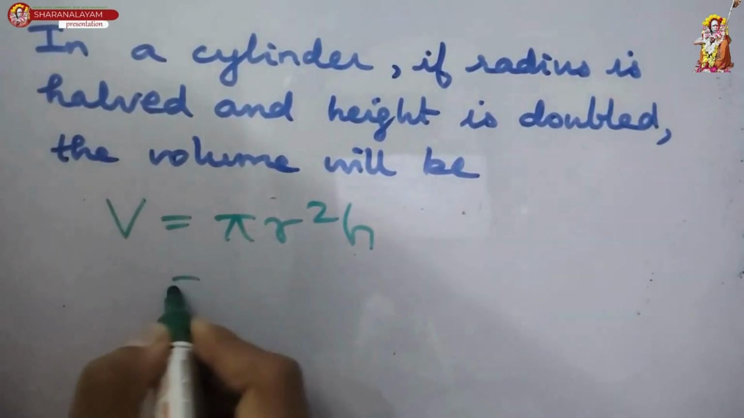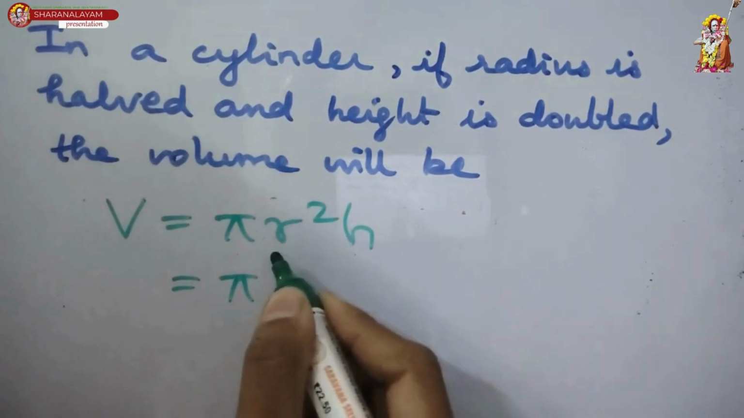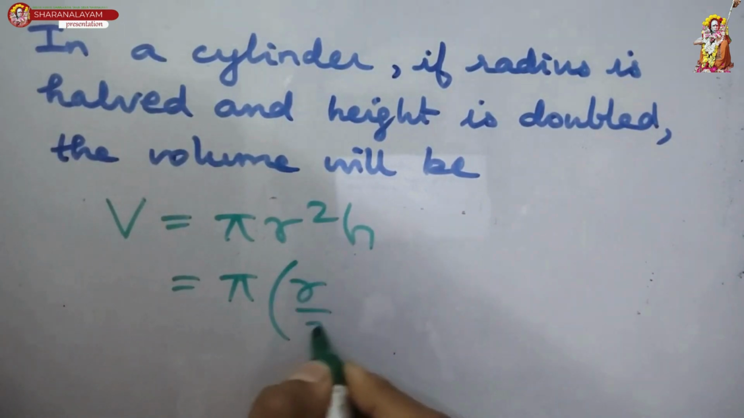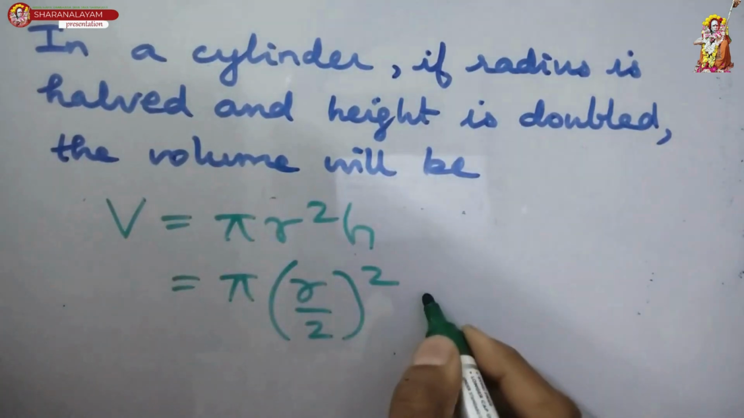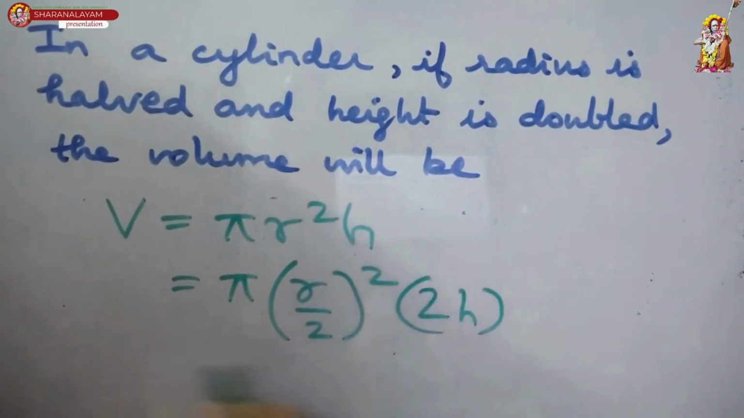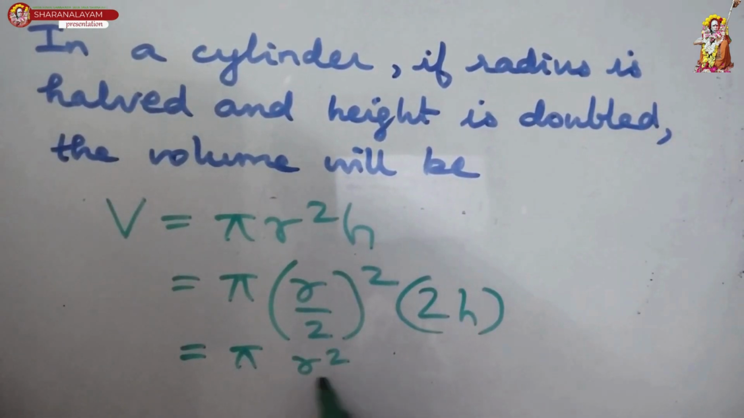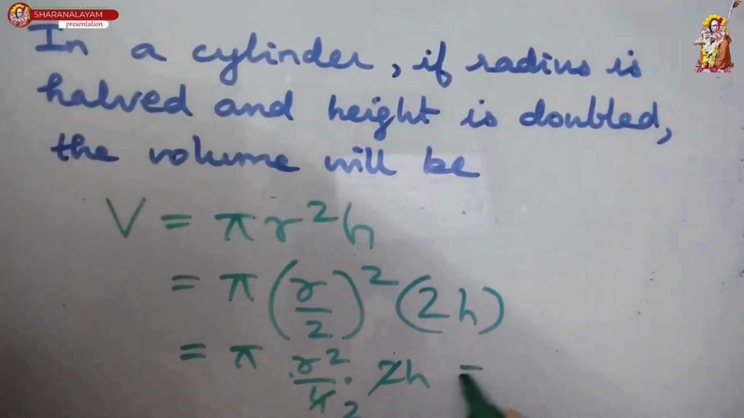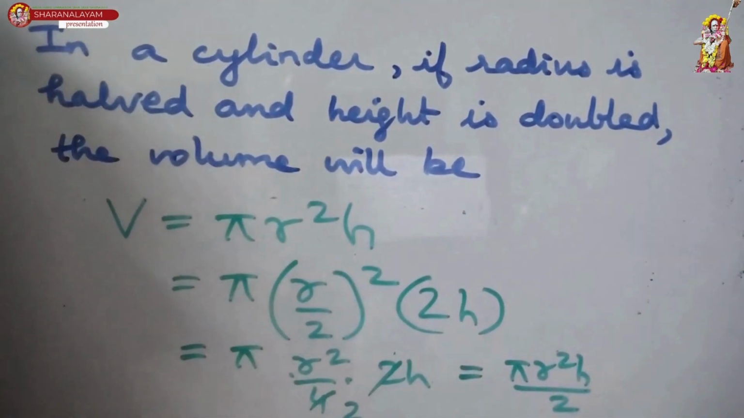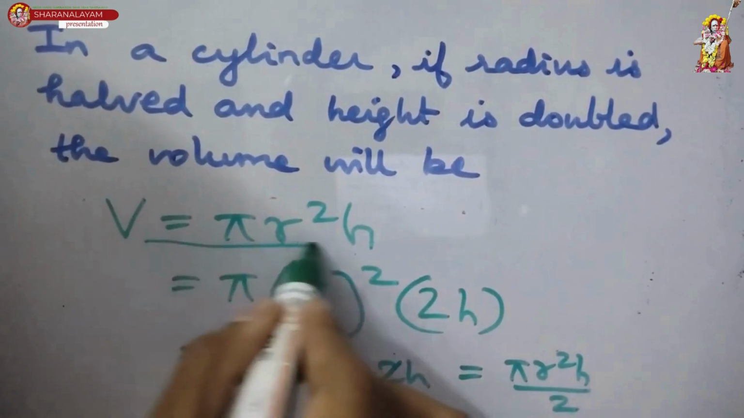So, இப்போ கொஸ்டினில் என்ன கொடுத்துருக்கான்னா, the radius is halved. So, it will be r upon 2 square. இங்கே height is doubled. So, instead of h, it will be 2h. Okay, so this will be the new volume. So, it will be pi r square upon 4 into 2h. Right? So, 2 and 4 will get cancelled. So, you will get pi r square h upon 2. Correct? So, this was the original volume.